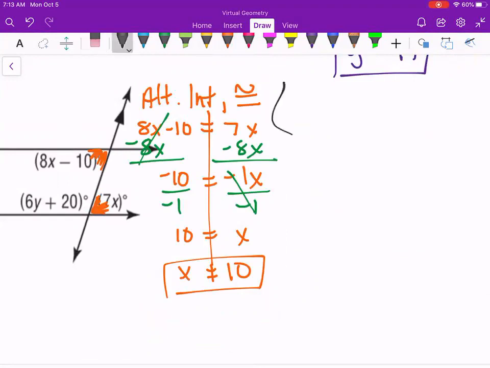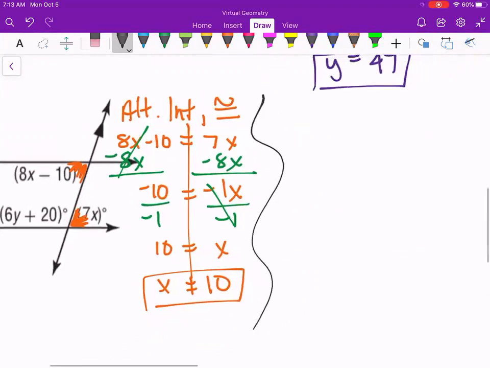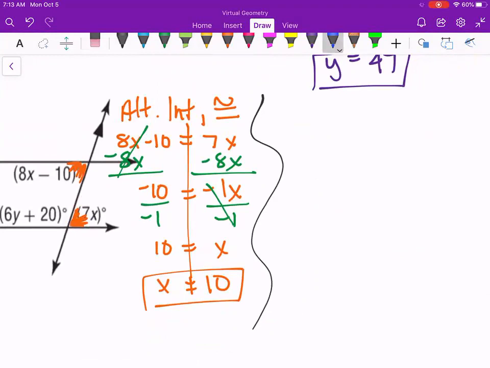All right, so let's check out what we can do now to get our y. Because our 8x minus 10 and our 6y plus 20 are the consecutive interiors. And we know those are supposed to add up to 180. They're supposed to be supplementary. And now that I know what x is, now I can use both of those equations. So we have consecutive interiors, and they're supposed to make 180. They're supposed to be supplementary.